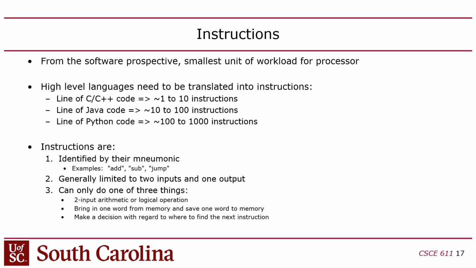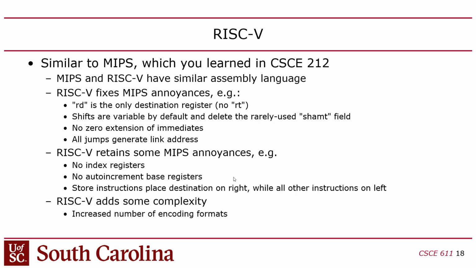So let me skip that. I think you guys remember that stuff. Okay, so RISC-V is similar to MIPS. I mentioned some of this stuff. Yeah, so the RD field is consistent. Shifts are variable by default. MIPS had this weird thing too, where MIPS was the only instruction set I've ever seen that requires you to generate an exception on an arithmetic overflow.